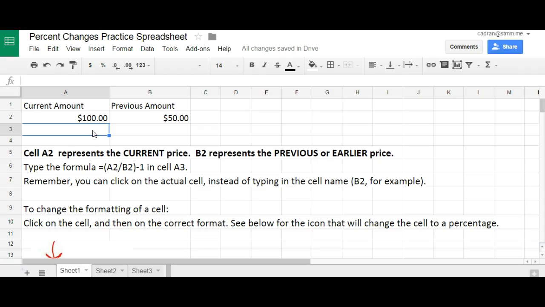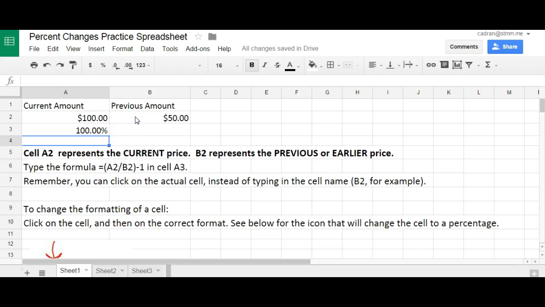What I want to do is start a formula. For that, I need to press an equal sign. That tells Google Drive that I'm about to enter a formula. I'm going to put a parentheses and then click in cell A2. I could also type in the letters and numbers A2 if I wanted to. Then I will put a slash to indicate division and click on cell B2. Put my second parentheses -1 and press enter.